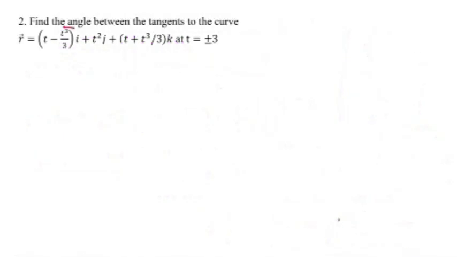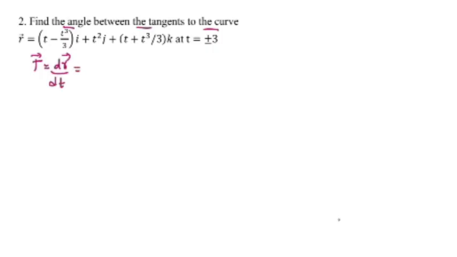Problem number 2. Find the angle between the tangents to the curve where r vector equals t minus t cube by 3 i plus t square j plus t cube by 3 k at t equals plus or minus 3. So here we need to find the tangent first. The tangent of the curve, that is t vector, will be equal to dr vector divided by dt. This is the tangent of the curve.